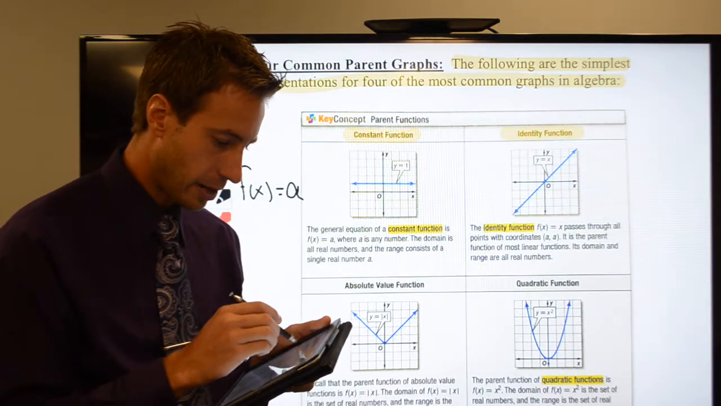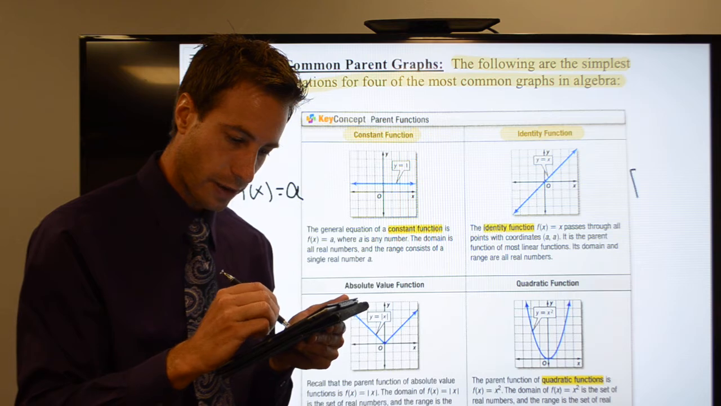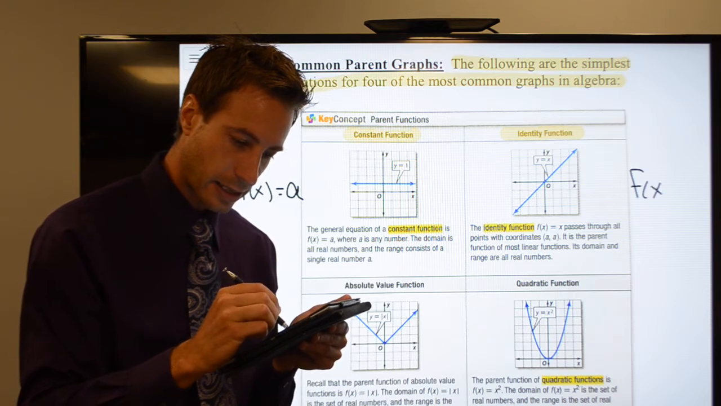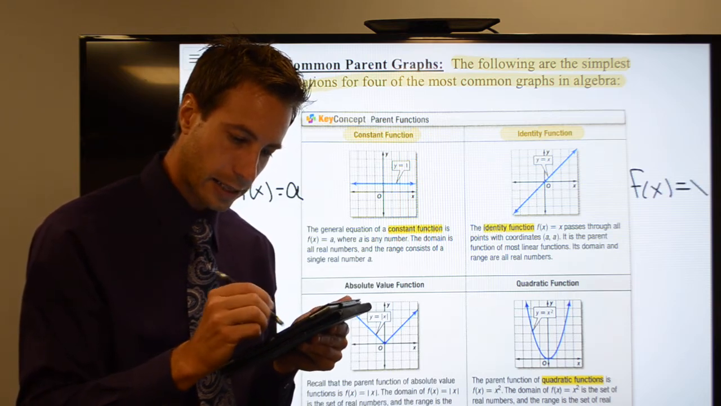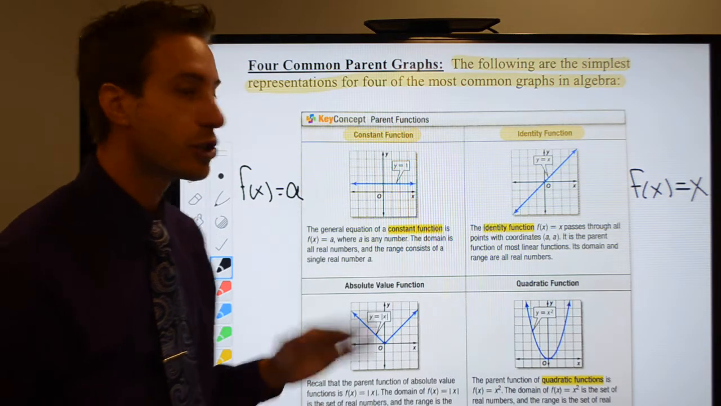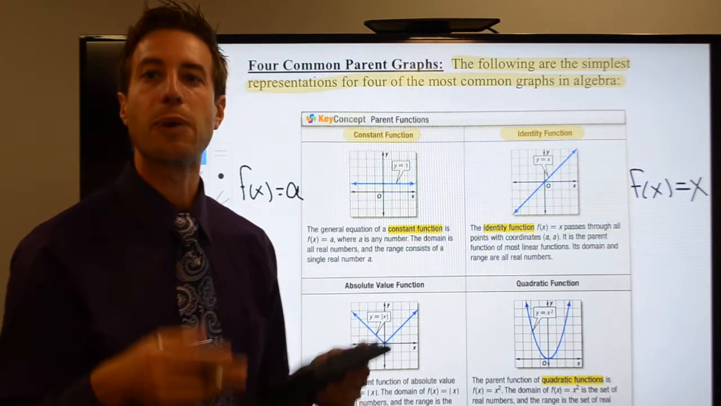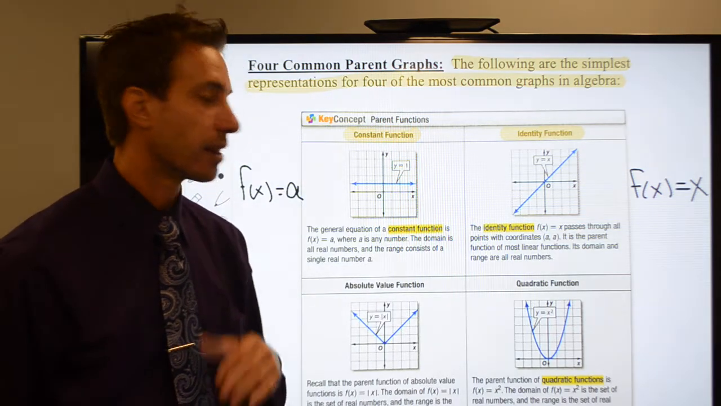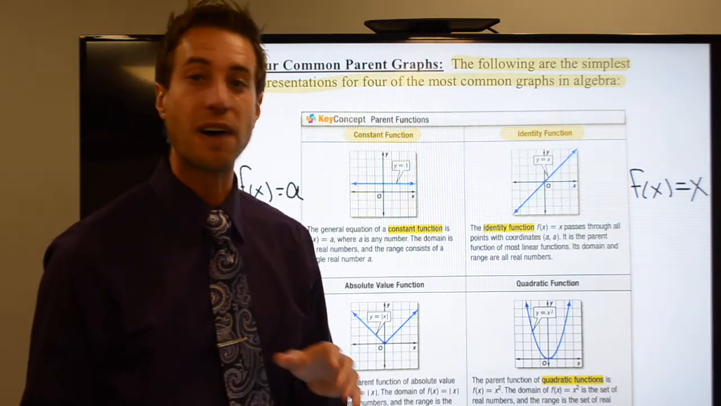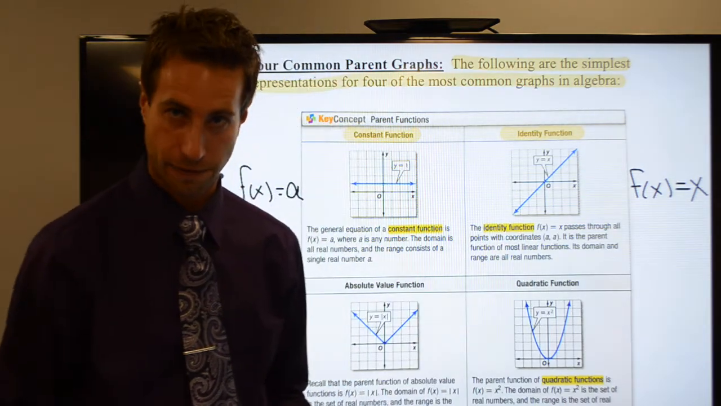The next one is the identity function. You can see the definition there, I'll write it over here: f of x is equal to x. It's going to be a line with a positive slope that divides the first and third quadrant in half.